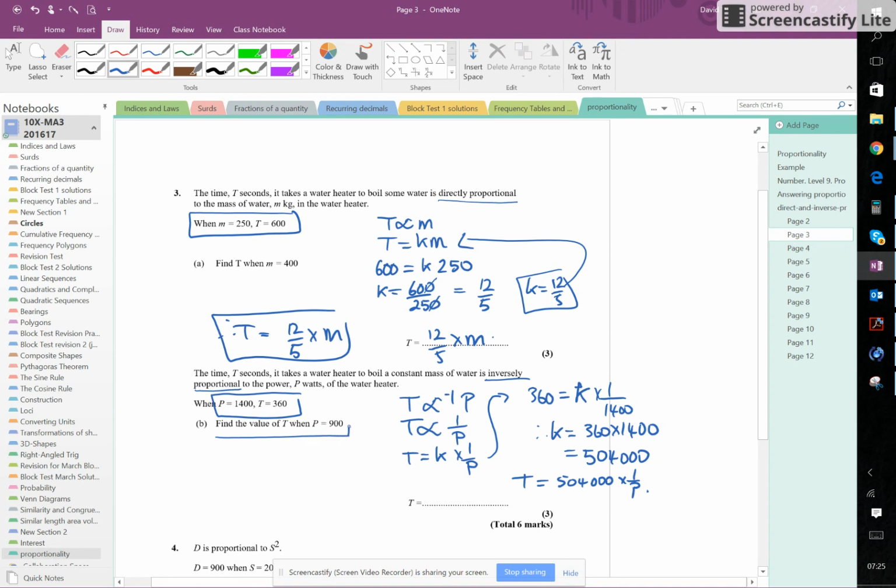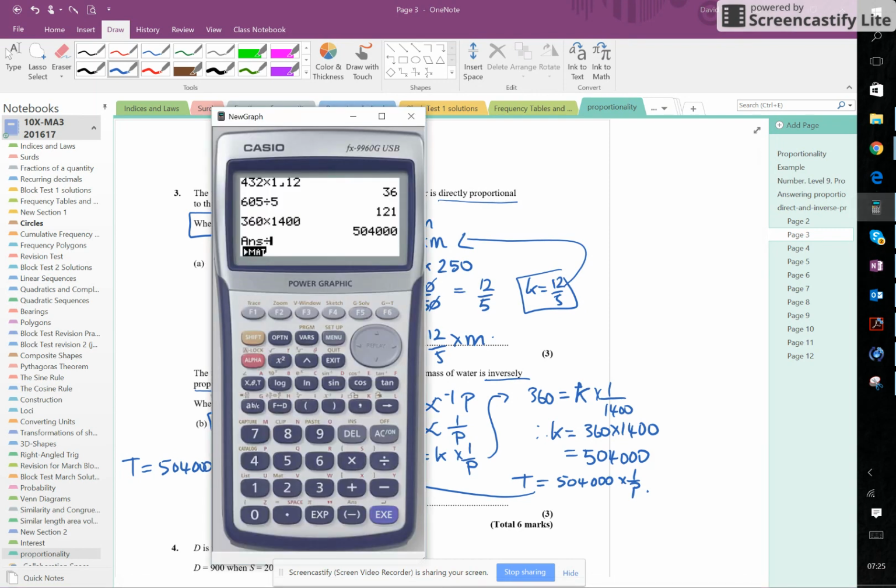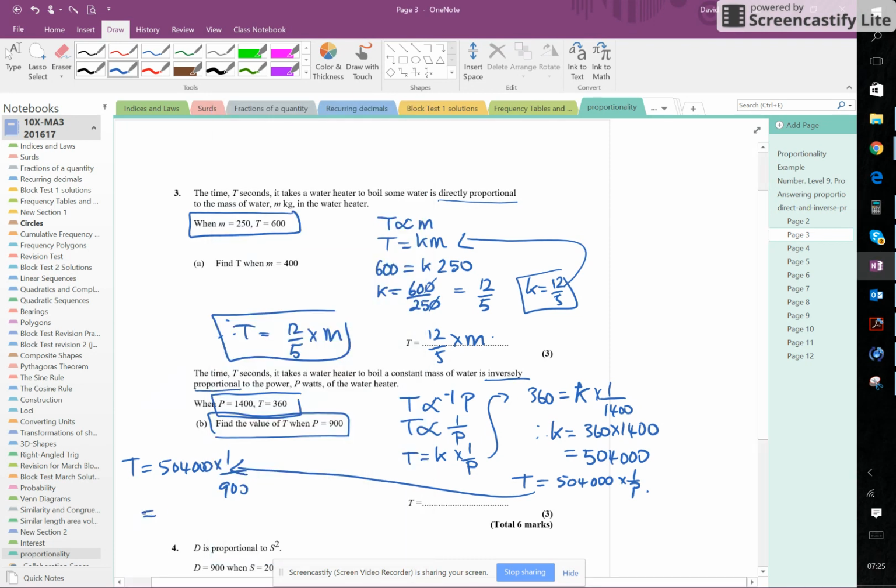Now we've got to answer the question. And the question is going to use this formula we just found. So find the value of T when P equals 900. So let's go over here. Sorry, there's not much room here. So when P equals 900, T is 504,000 times 1 over 900. So if we do that on the calculator, we're going to get 504,000 and we'll divide that by 900. We'll get an answer of 560. And T is the number of seconds, so that's seconds.